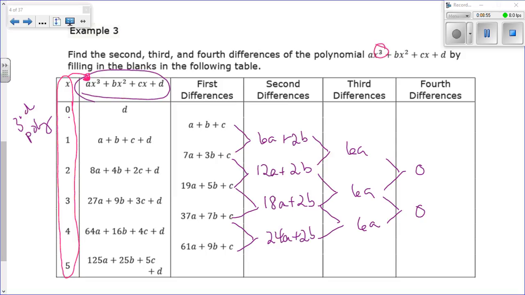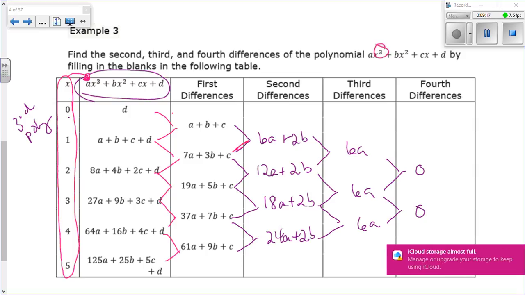And I get the following equations. And then I have to subtract those two, and I get that one, those two, and I get 7a plus 3b plus c. When we subtract those two, we get 19a plus 5b plus c. Those two, and those two. And then I have to subtract again to find the second differences.